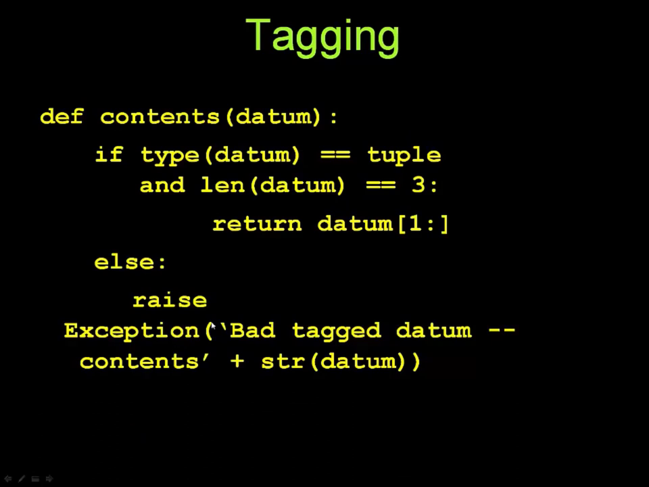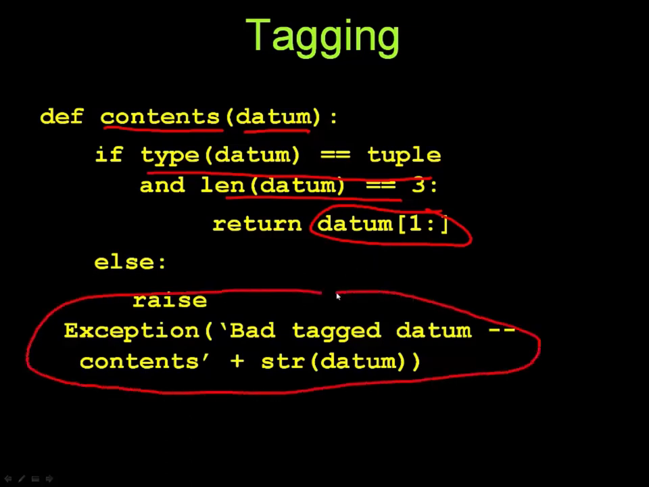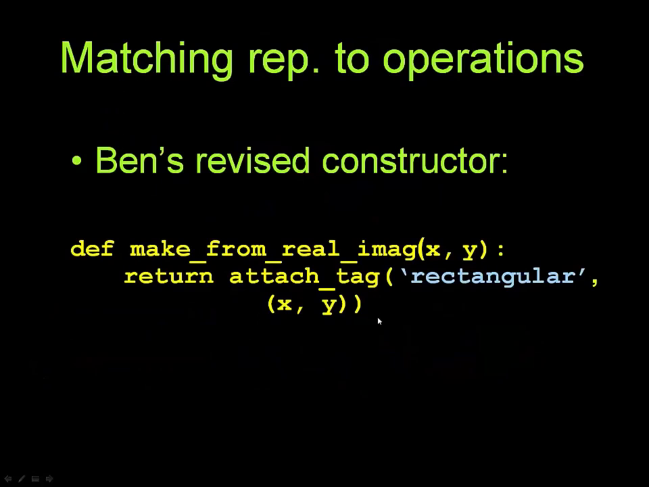You also need to be able to extract the data, right? So basically, contents is used to extract the data from the datum or data object. Again, if this is true, it's a tuple, and the length is 3, we will extract out the rest. Datum 0, remember, is the tag. Again, if it's bad, then we just complain. So let's take a look.